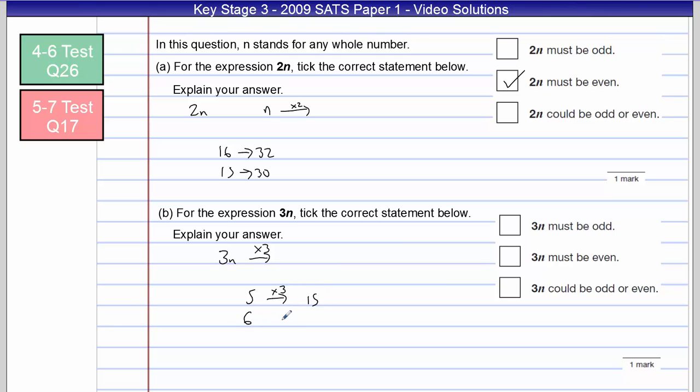Or if we took 6 and times that by 3, that would give us 18. So as we can see here, I've chosen two different things and got an odd number and an even number. So 3n could be odd or even. Let's give a bit more detail. Let's give a proper explanation for these two questions, though. So we can say for 2n that all multiples of 2 are even. And here we could say that multiples of 3 can be odd or even.